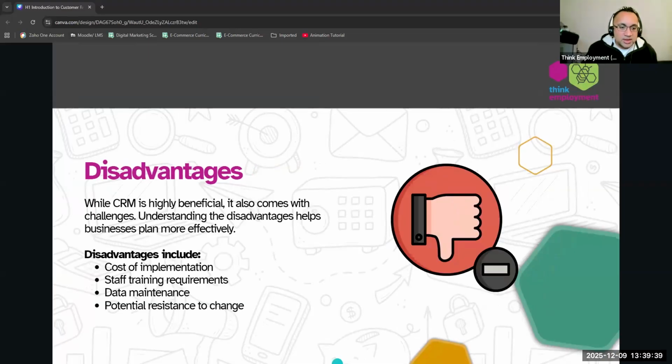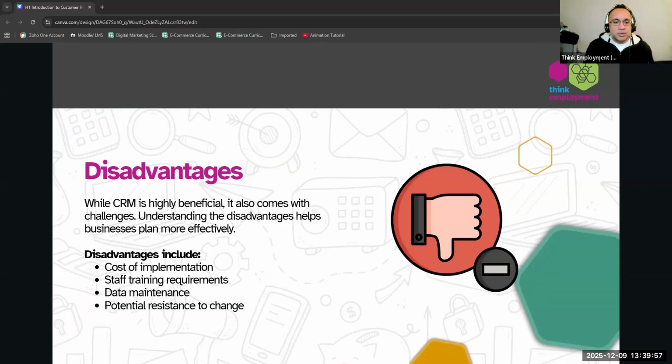The disadvantages is the cost. Obviously, these platforms cost money. Staff training, people need to be trained on these platforms. If you introduce a new system and suddenly say, okay, we're not going to work like this anymore, we're going to use a new system, there'll be a lot of people who will say, oh, no, I don't want a new system. I like how I work, because they're used to it.